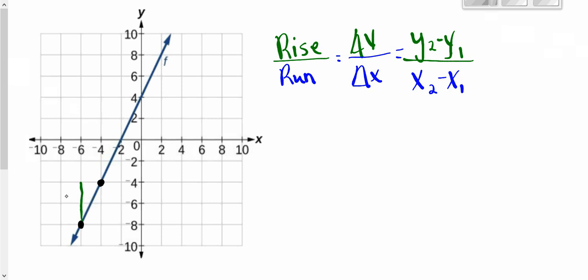So this rise is 2, 4, and the run is 2. I always want to verify that my slope is correct. So again, I'm going to find the rise and the run to the next point: 4 and 2. And now I can write this as my rise over my run and find my slope. So 4 over 2 gives me 2. So my slope is 2.